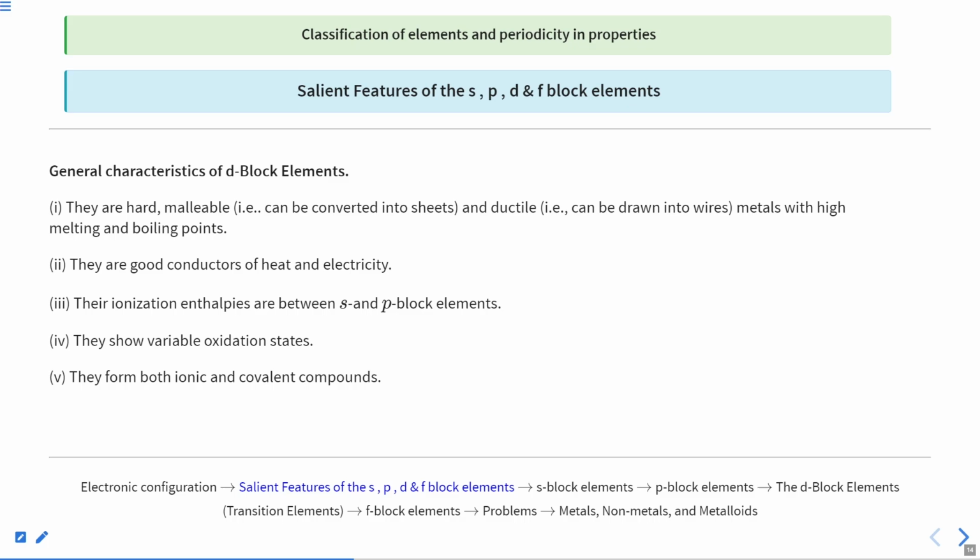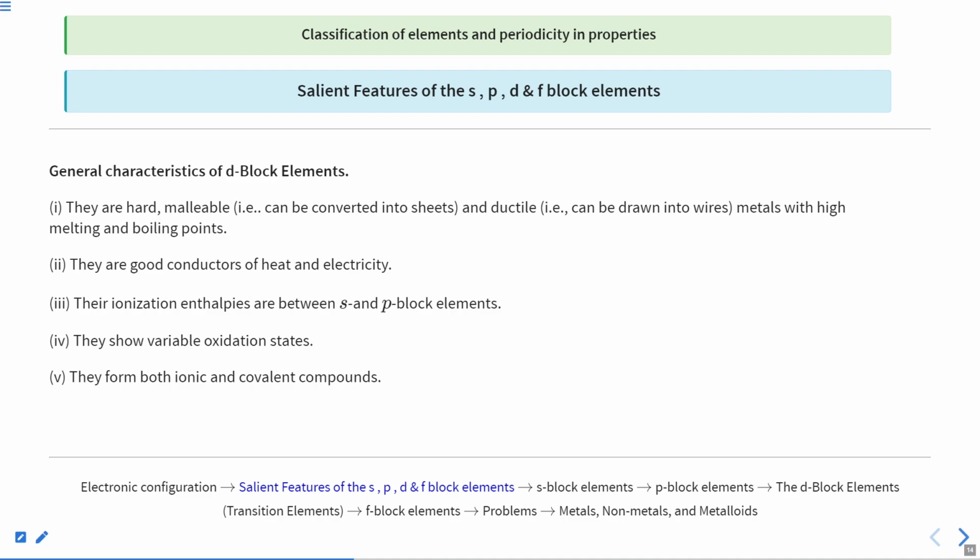Now what are d block elements? D block elements are typically metals, and they have all the typical properties of metals, like they are hard, malleable, meaning they can be beaten and converted into sheets. Next, they can be drawn into wires, and have high melting and boiling points. Next, they are good conductors of heat and electricity. Their ionization enthalpy is between that of s and p block elements.